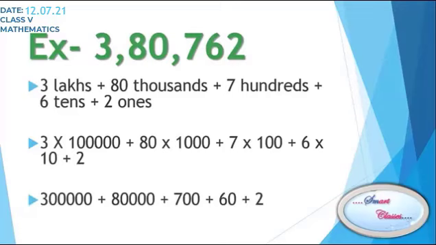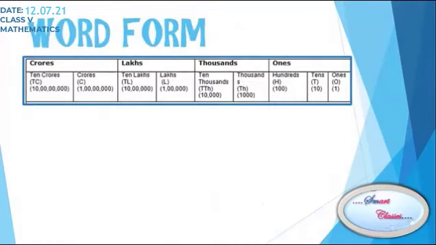Now moving towards the last form, which is word form. Again, the place value charts are going to help us. So here is our place value chart and it's a random number.